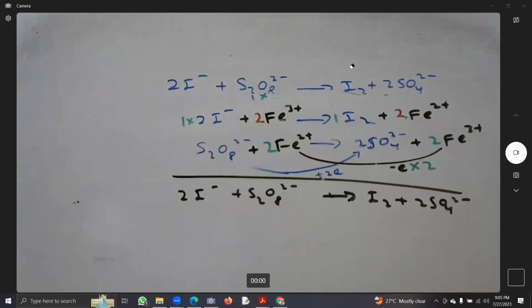So now both sides are minus 4, because minus 2 plus minus 2 gives minus 4 on the reactant side. Minus 2 into 2 is equal to again minus 4, then on the product side. Correct.